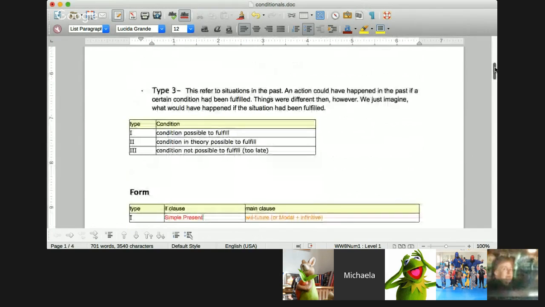Yes. Type 3, this refers to situations in the past. An action could have happened in the past if a certain condition had been fulfilled. Things were different then. However, we just imagine what would have happened if the condition had been fulfilled.